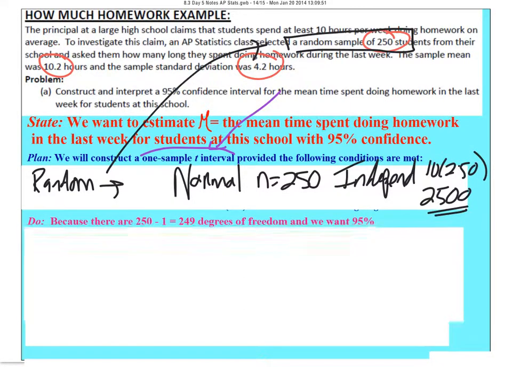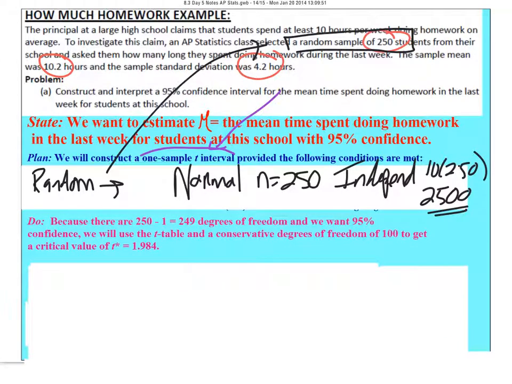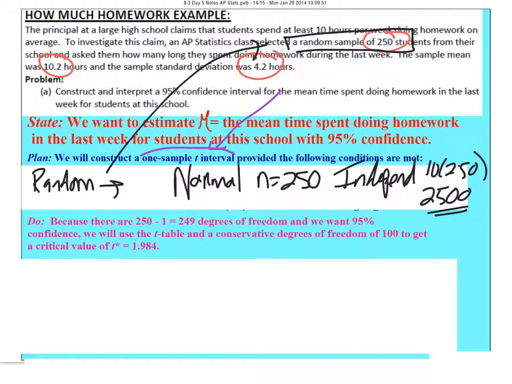So for the "do" portion on this, here's what we're going to do. We have our degrees of freedom. We do want to state that. It's going to be 249 degrees of freedom. And again, we want to construct a 95% confidence interval. Now, if I use the T table, which is table B in this case, you are actually not going to find 249 degrees of freedom.